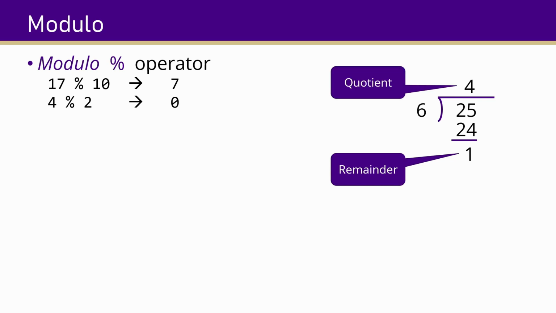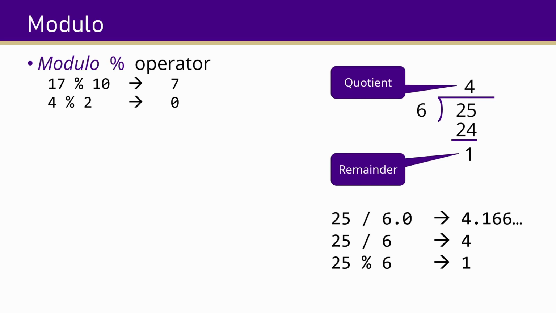So the different parts of division are reflected in Java a few ways. If we're doing floating point division, we get the full decimal result. If we're performing integer division, we get just the quotient. And then the modulo gives us the remainder. Modulo is super useful for determining divisibility.